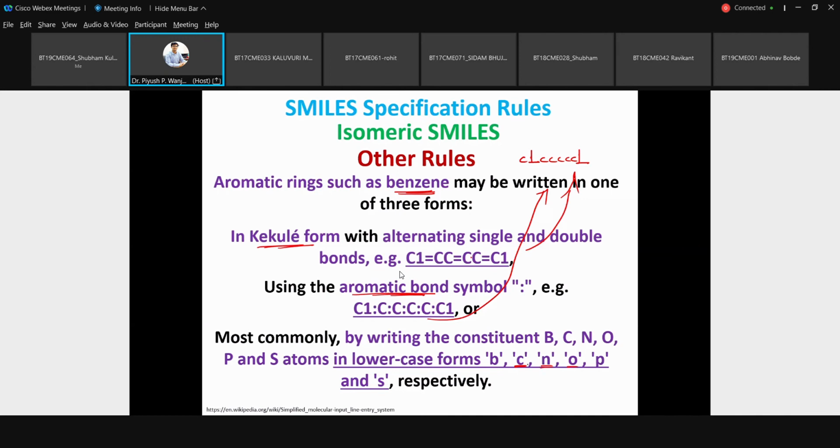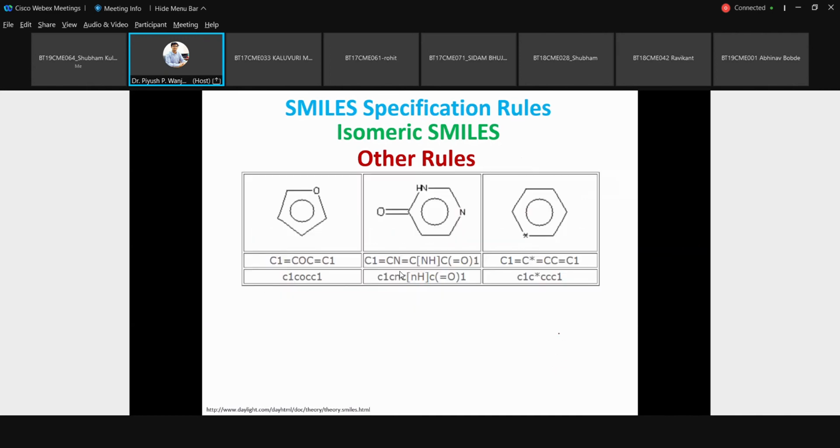Small carbon, small nitrogen in this particular way. So if you want to represent this structure, the same thing can be represented like this. Here the oxygen is in the aromatic ring, so this capital oxygen in the aromatic ring can be represented by small oxygen when you are representing in small letters. So same thing has been mentioned here. If there is an unknown atom, it can be represented by a star symbol, that you can always have as the representation.